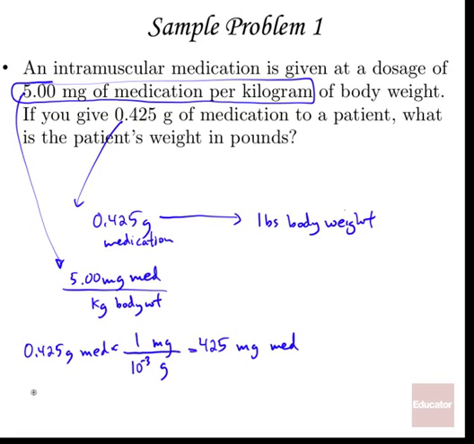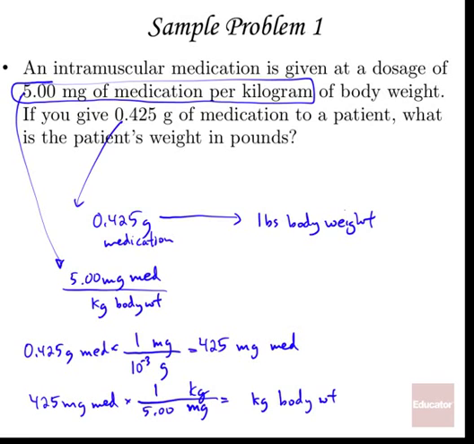We can then take the 425 milligrams of medication, multiply it by something over something, and that's going to give us our answer in units of body weight, in kilograms of body weight, excuse me. And so mg is going to go on the bottom, kg is going to go on the top. And we know that from the first sentence, it's 1 kg for every 5.00 mg.